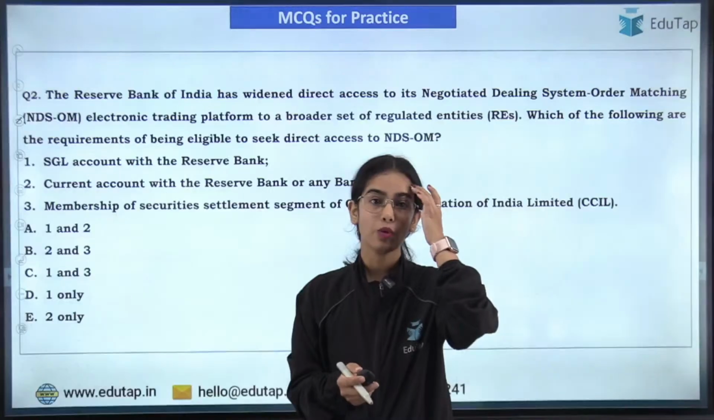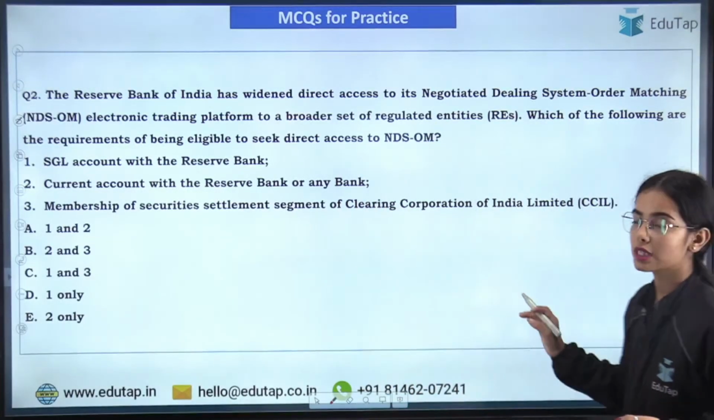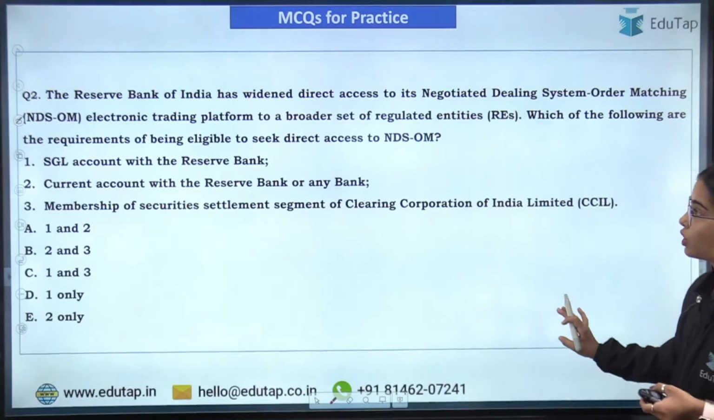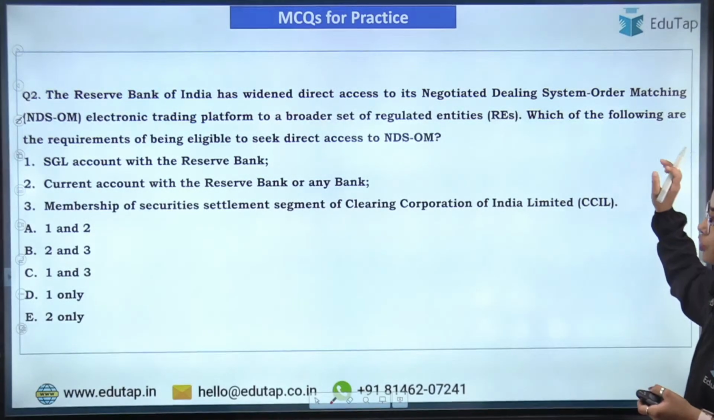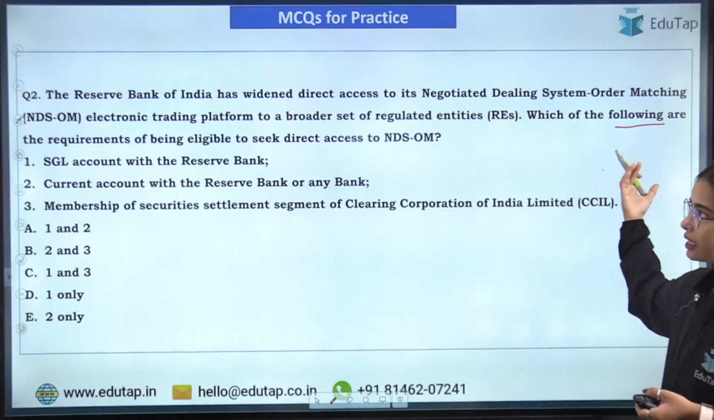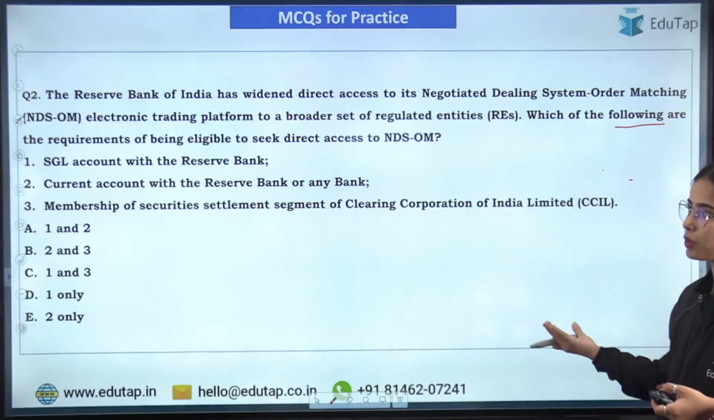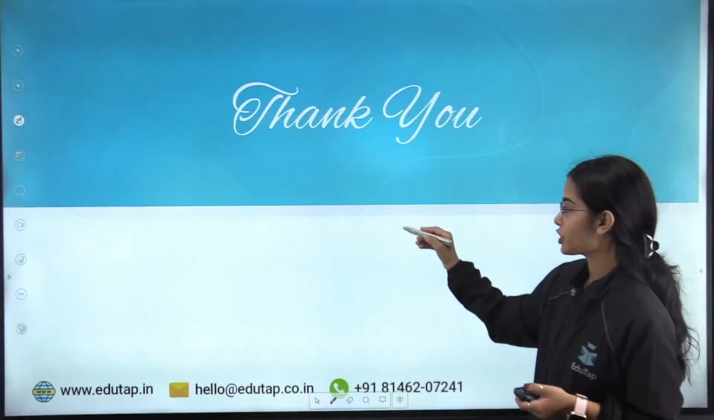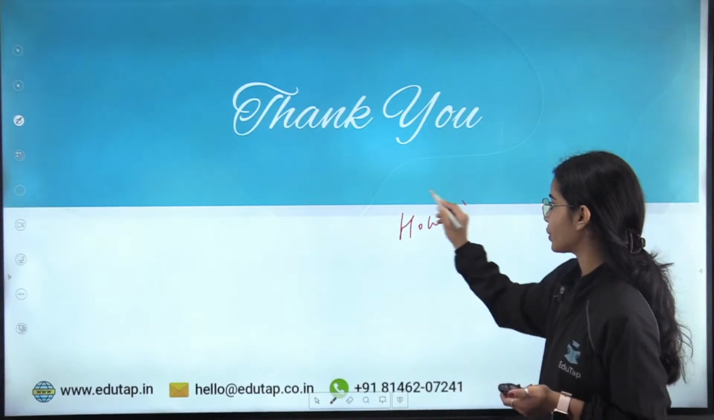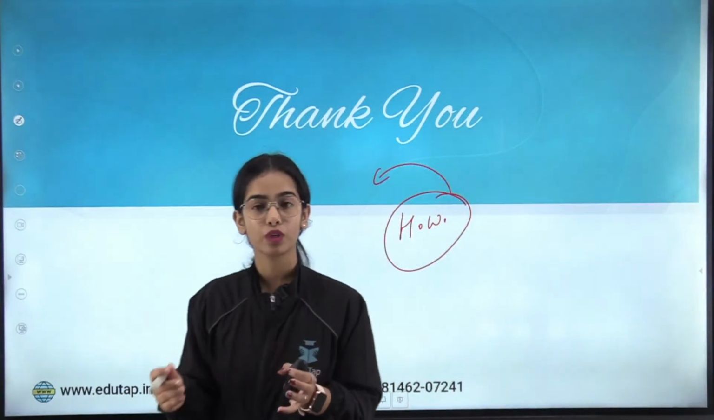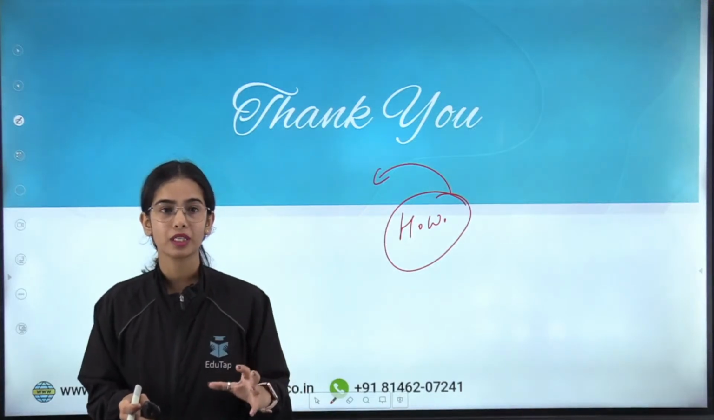Okay, now coming to the second question. So this is another question. I hope you will be easily able to answer this question also. Here you have to tell which of the following are the requirements of being eligible to seek direct access. So these are the homework questions. And this is it for today. Do give me the right answers to the 2 homework questions, and I hope you are enjoying the sessions.